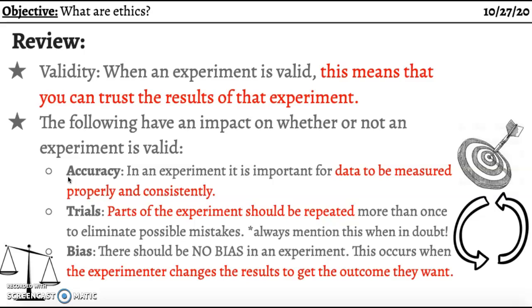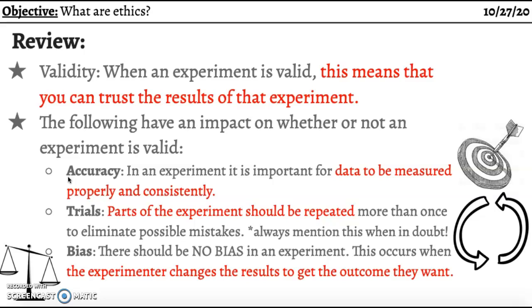And now bias. You don't want bias in your experiment. You want accuracy, you want trials, but you do not want bias. This happens when an experimenter changes the results to get an outcome that they would like to get. This looks like, for example, me, Miss Louie. I'm doing an experiment. I want to test 5 energy drinks. I want to see which of these 5 energy drinks will help me exercise longer.